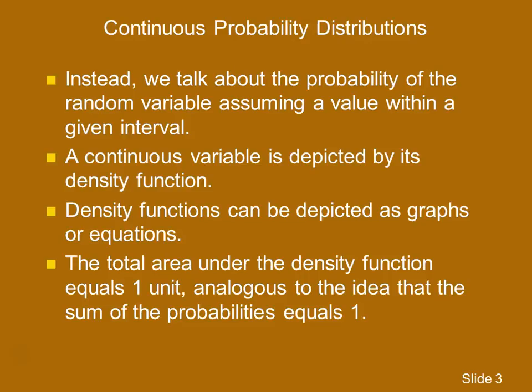Now, a continuous random variable is going to be depicted by something called its density function. We can depict density functions either graphically or by equations. For the most part, we will use graphs. The total area under the density function is going to be 1 unit, analogous to the idea that the sum of the probabilities equals 1. Get used to the idea with a continuous variable that probability equals area under the curve.